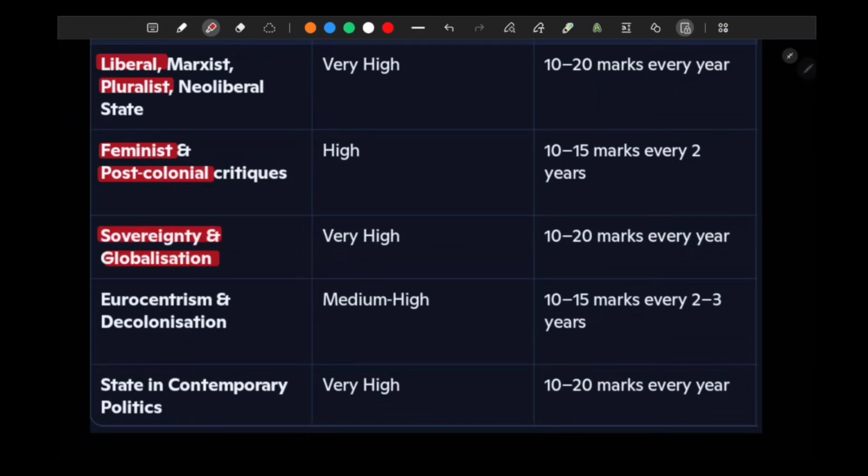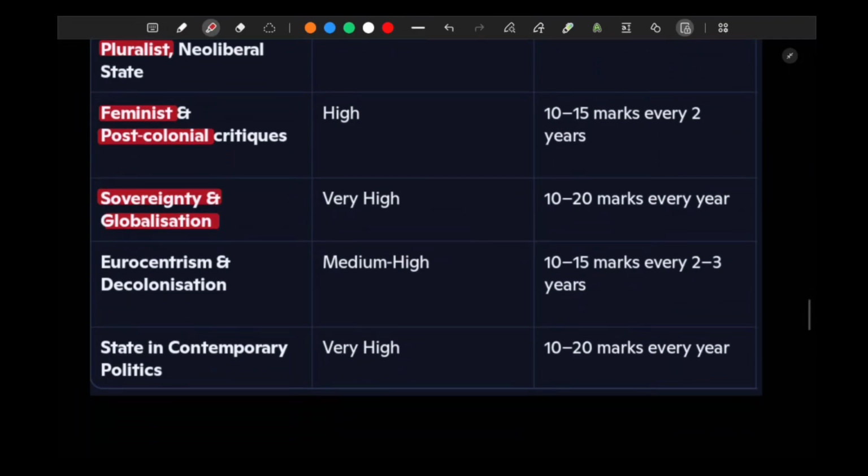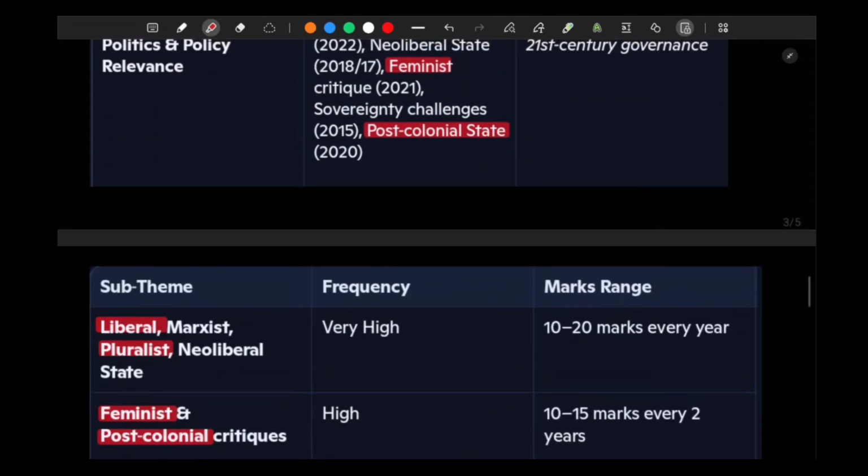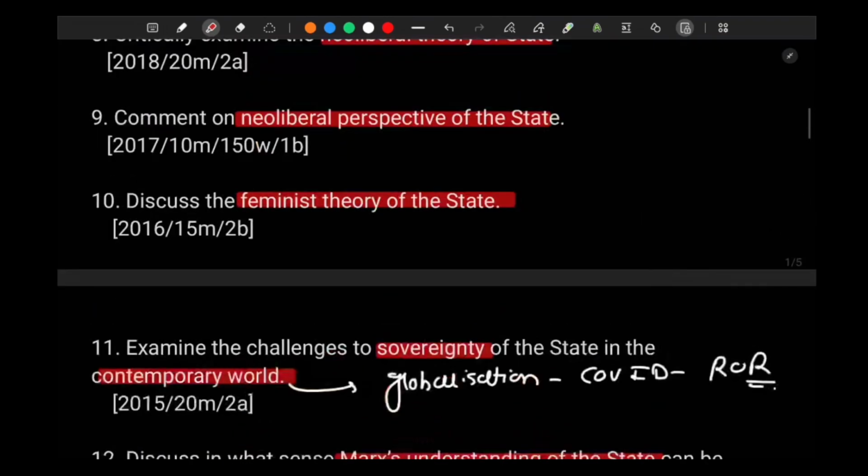Understanding sovereignty and globalization is helpful here as well and in international relations. So Eurocentrism, decolonization, again state in contemporary sense. All of these things are useful in international relations and in understanding Indian government and politics. That is part 1B of our syllabus. There as well, the concepts become very important. So we understood PYQs on state and sovereignty.